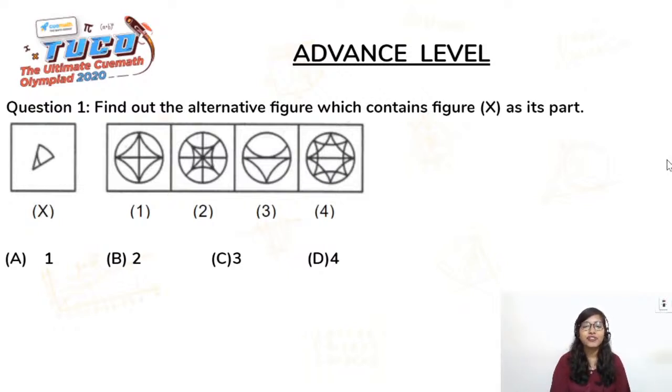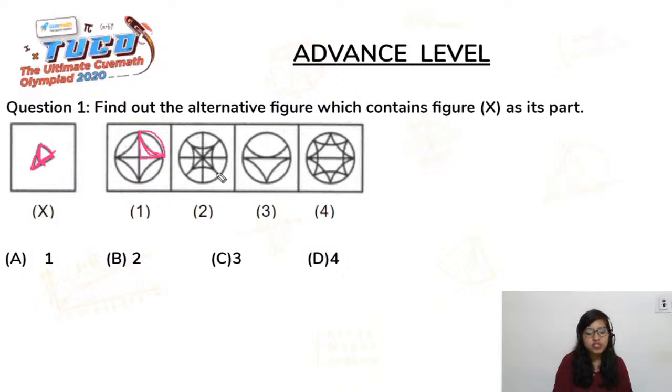So let's see our first advanced level question. Find out the alternative figure which contains figure X as its part. So we need to figure out that this figure X is a part of which of the following figures. So you have this kind and this kind of format. Option 1 does have something of this sort, but it has a complete curved line, and we don't need a complete curved line. We just need this half kind of curved line.